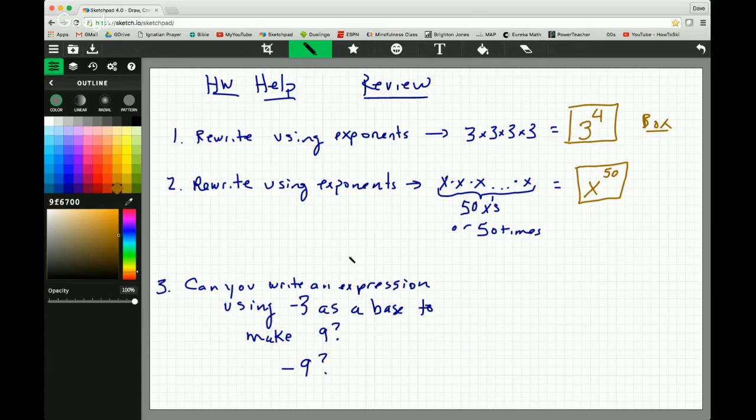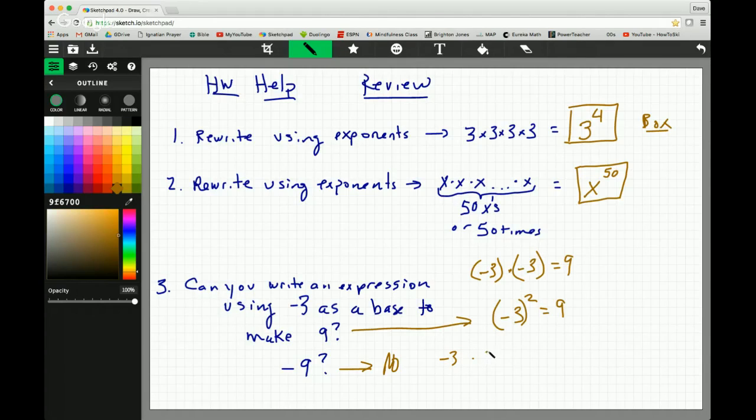There's your answer. Now let's see if we can make an expression that makes 9 using -3 as a base. Well, let's see what happens when we take -3 and we multiply it by -3. Well, that will equal 9. So in this case, yeah, we can make 9 using -3 as a base. We rewrite it like this. Now the question is, can we make -9? Well, the answer is no, because -3 times -3 is going to be positive.